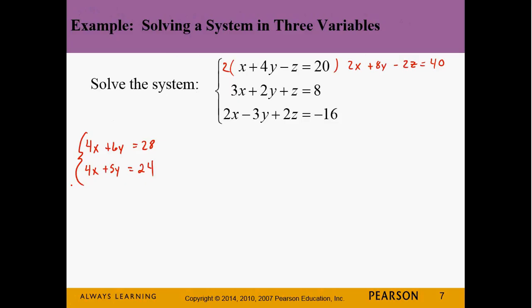So what's going to be the easiest way to solve this? Eliminate a variable? Which one? The x. So we need to multiply top or bottom, doesn't matter which one, by negative 1. Let's do the bottom. So that's going to give us 4x plus 6y equals 28, and negative 4x minus 5y equals negative 24. And then we add them together. So that's going to eliminate the 4x. Y equals 4.